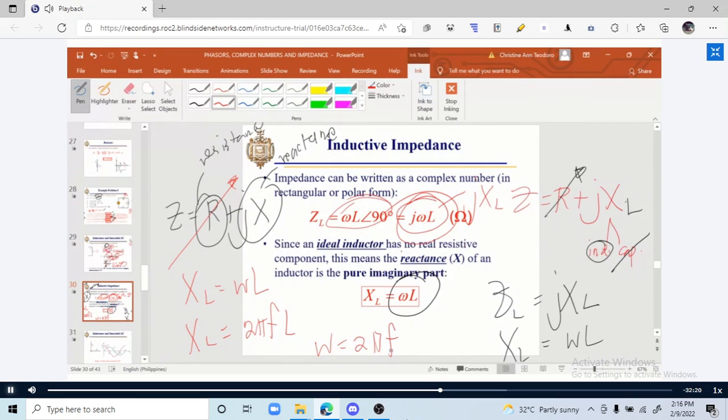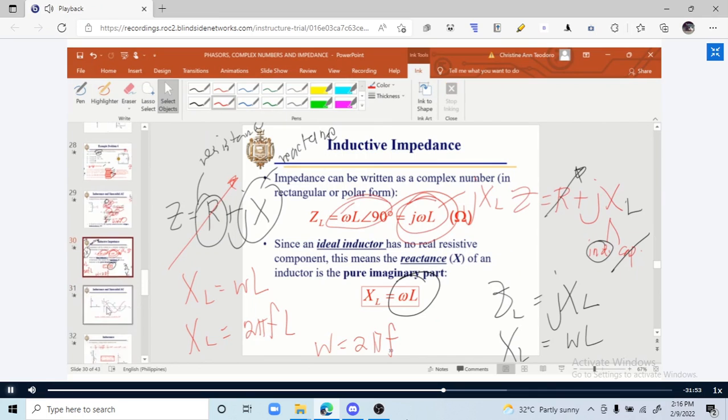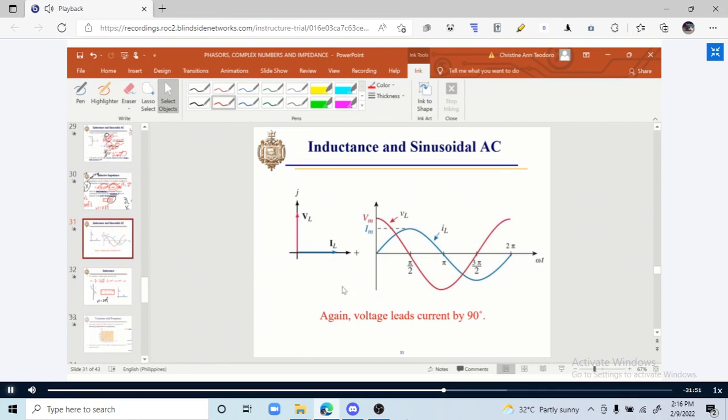Okay. Since an ideal inductor has no resistive component, just like I told you a while ago, this means that the reactance X of an inductor is a pure imaginary part. So we don't have a real part. On purely resistive circuits, there is no imaginary part; we just have the real part. Now, on an inductive circuit, we just have the imaginary part. We don't have the real part. So always remember these equations because they are very necessary.